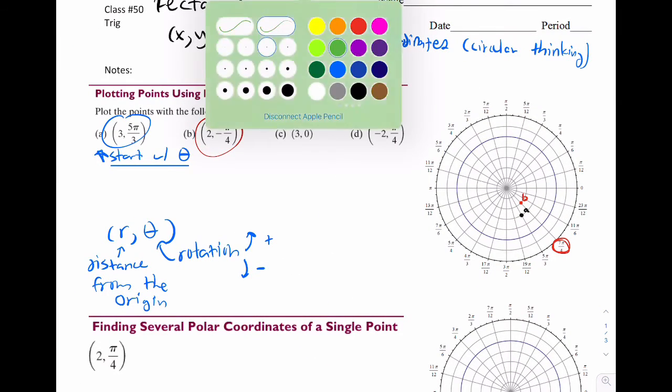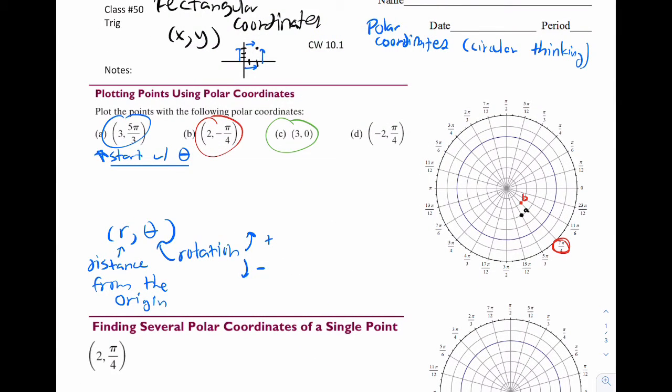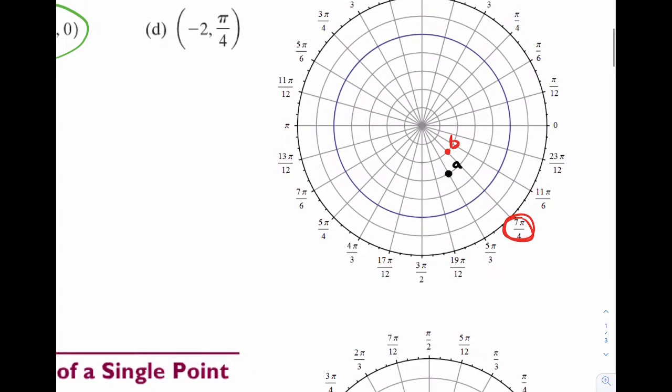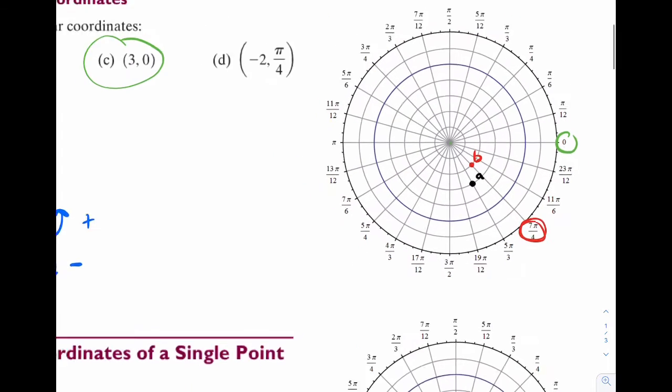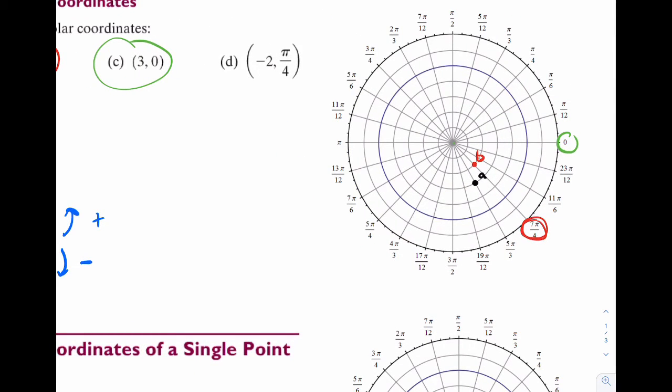Okay, next one. I'll do this in green. (3, 0). So don't get this confused with rectangular. This is a polar coordinate. Look at the 0. You're standing at the origin. And just walk 3 steps forward. 1, 2, 3. There's your dot. Notice how it is the same as a rectangular, but that's purely a coincidence.